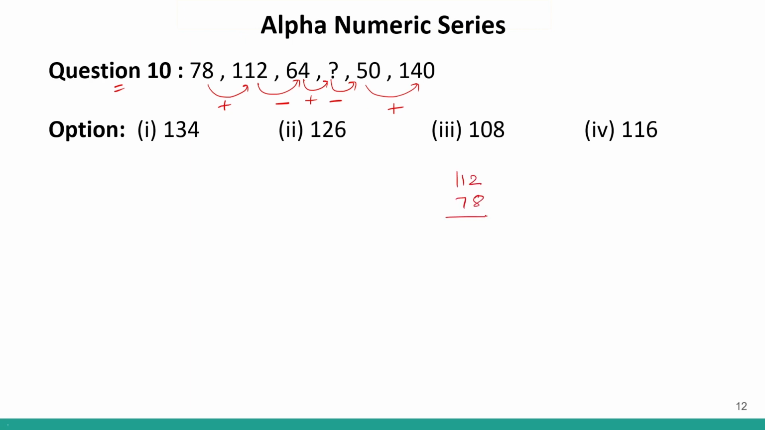Now what is the number? 112 and 78. The difference is how much? This will be 10, this will be 12, this is 4 and this is 3. So I can see 34. Correct? I can see 34.